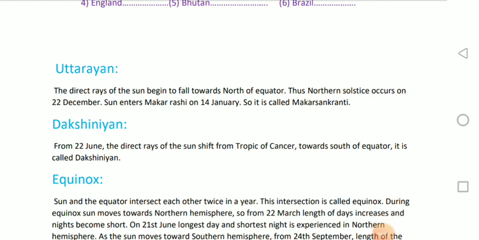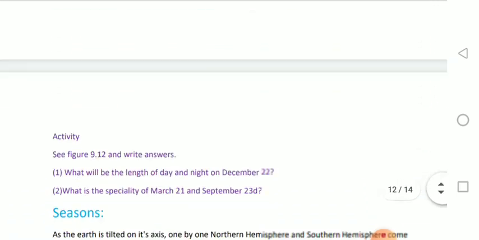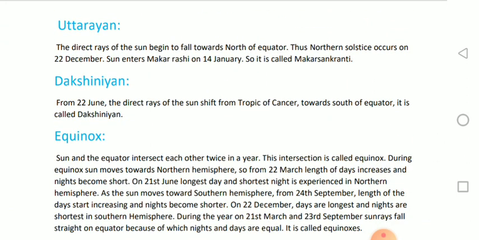According to this picture 9.1.12, the direct rays of the sun begin to fall towards the north of the equator. The northern solstice occurs on 22 December. The sun enters Makar Rashi on 14 January. So it is called Makar Sankranti, you can call it Uttarayan. Then Dakshinayan, from 22 June, the direct rays of the sun shift from Tropic of Cancer towards south of equator, it is called Dakshinayan.